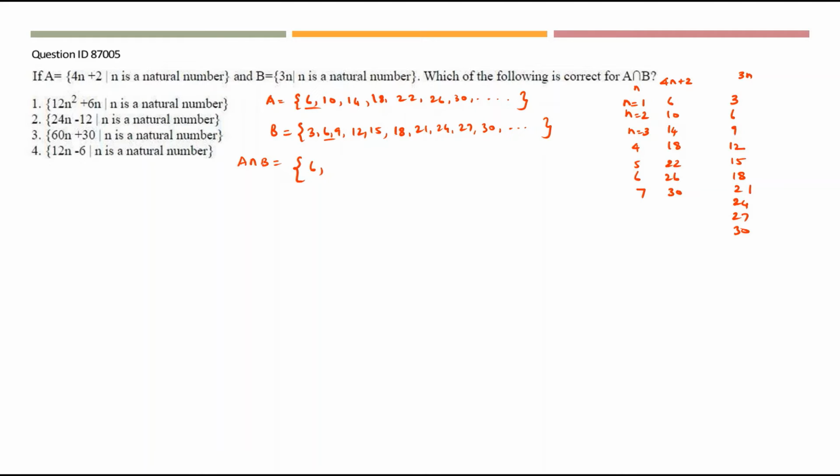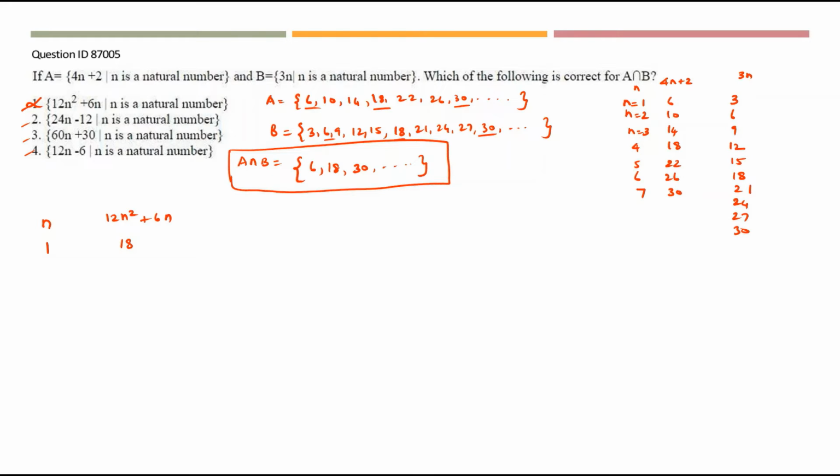Intersection in the sense the element must be present in both A as well as in B. Then we have 18, then we have 30. Now what we will be doing is we have to check all these numbers and see which set is matching with A intersection B. So let's take n here, then we'll have 12n square plus 6n value here, and then we'll find it out. So for n is equal to 1, 12 plus 6 is 18. So it starts with 18 and it misses 6, so 1 will not be the answer.